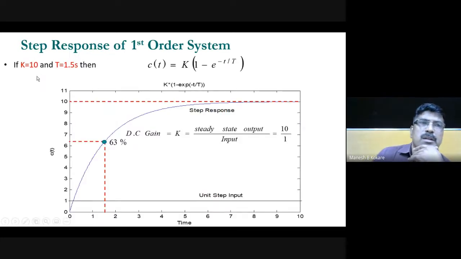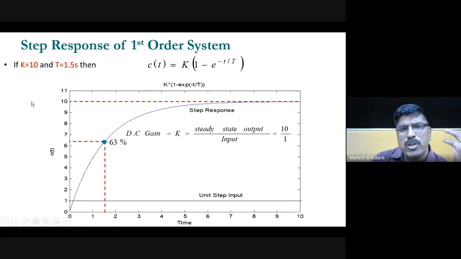Now see, if K is equal to 10 and capital T is 1.5 seconds, and the value of small t is 0, what will be this term e raised to minus t by T? It will be 1, right? So 1 minus 1 will be 0. So your first point will be 0. I hope you have understood the first point. Just put the value of t equal to 0. e raised to minus 0 is nothing but 1, so 1 minus 1 is 0, and anything multiplied by 0 is 0. So your response C of t will be 0, right?